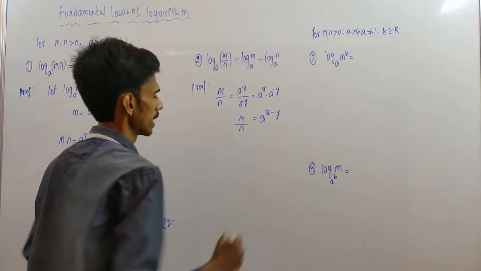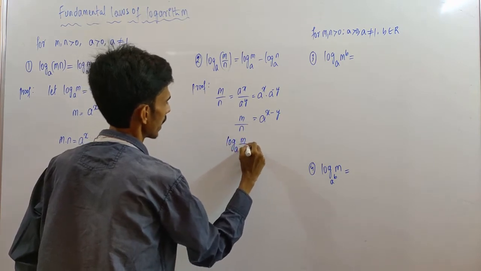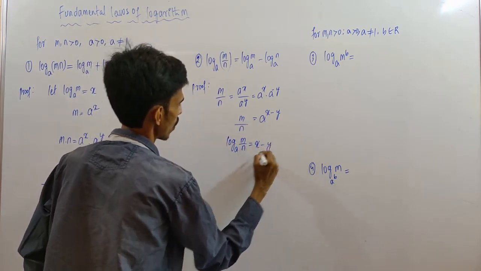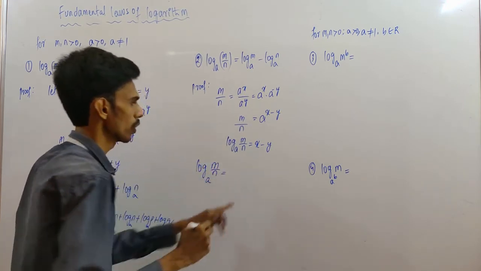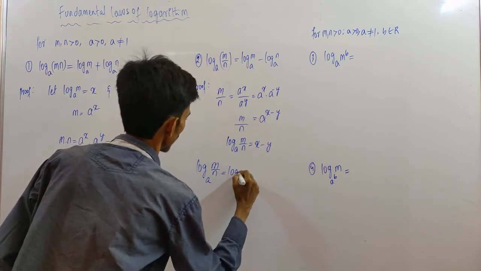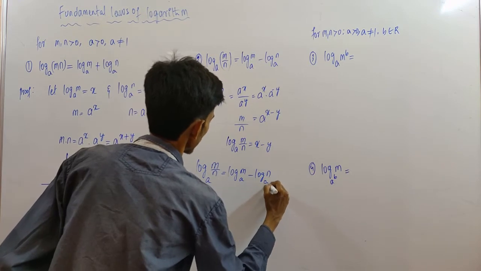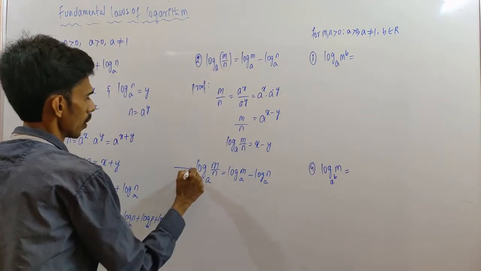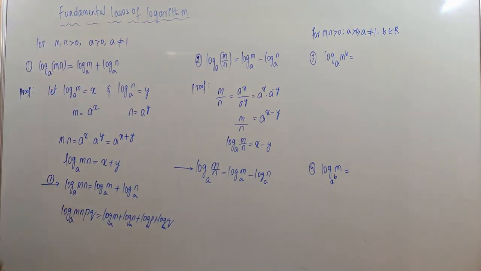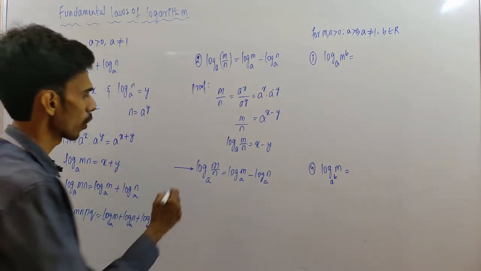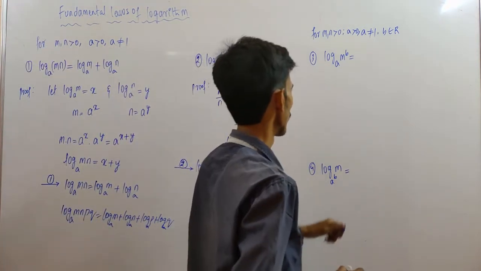Here we have m by n. Send this a to that side, it will become log a of m by n is equal to x minus y. That is equal to log m by n base a is equal to, value of x is log m base a, value of y is log n base a. So it's proved. Log m by n value is log m minus log n. We have to remember this formula. This is very useful. And second formula is this log m by n. And let us see some more formulas.